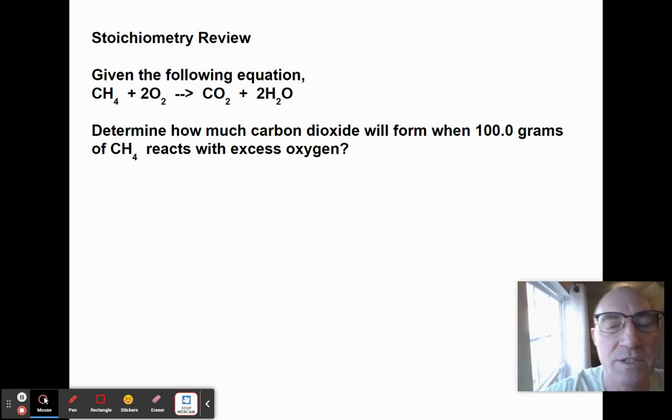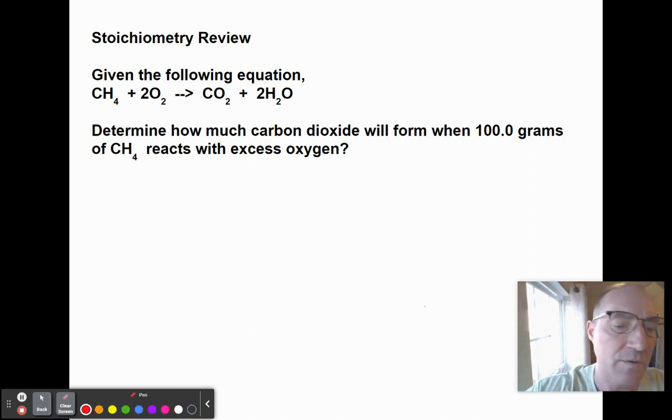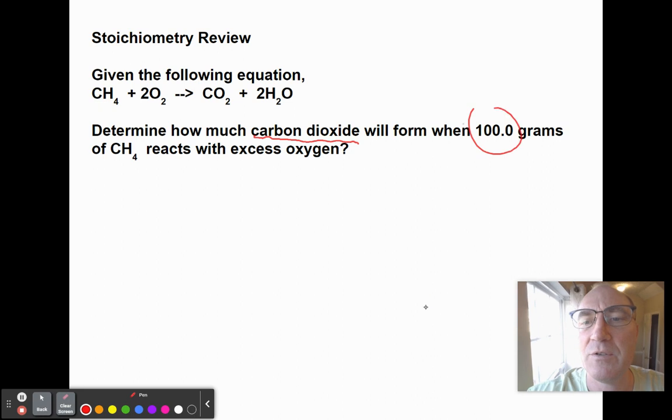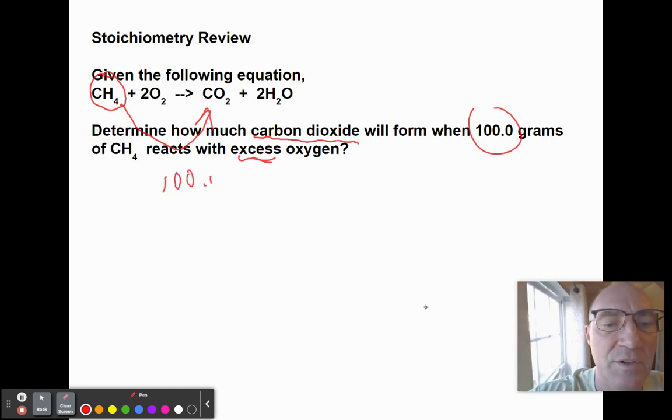Let's do this. So this is actually review. A lot of stoichiometry is just a bunch of mass or how much problems. In this problem, you're going to determine how much carbon dioxide forms when 100 grams of CH4 react with excess oxygen. Excess just means you have extra, so it doesn't really matter. So in this one, we're going to go from methane to carbon dioxide. When you do this, you always start with your given, so 100 grams of CH4.